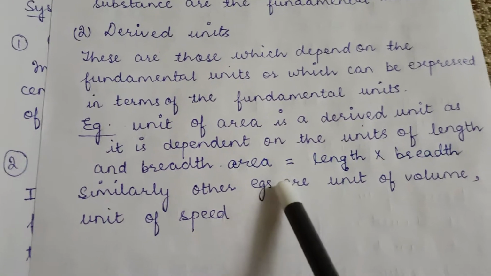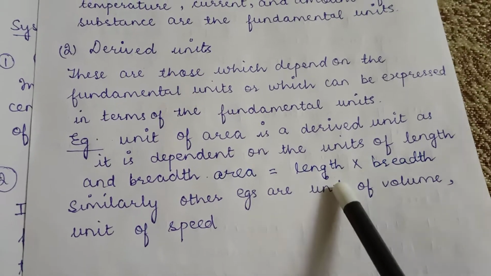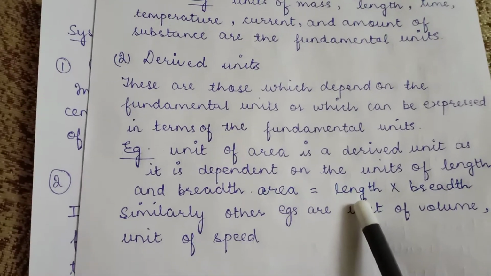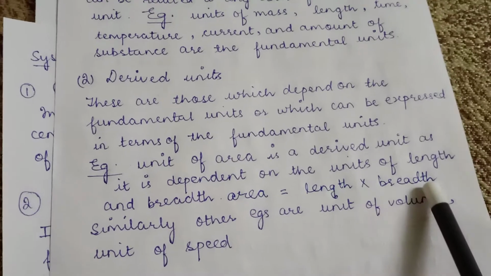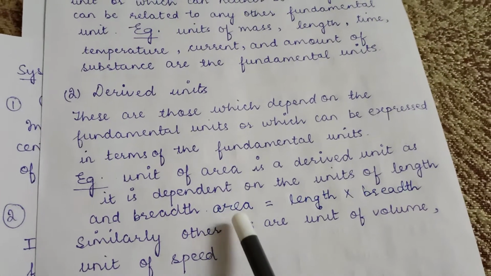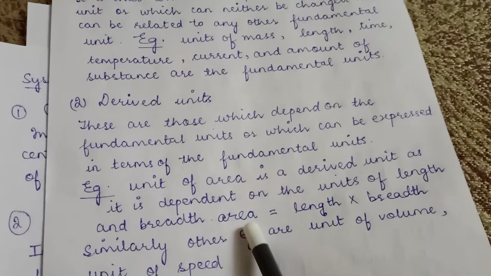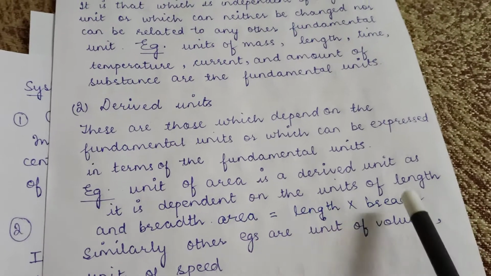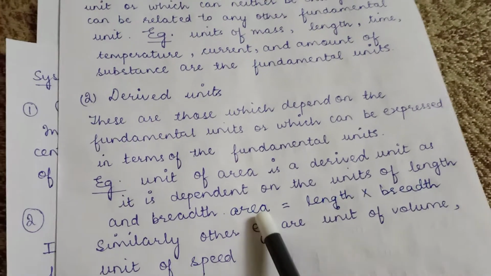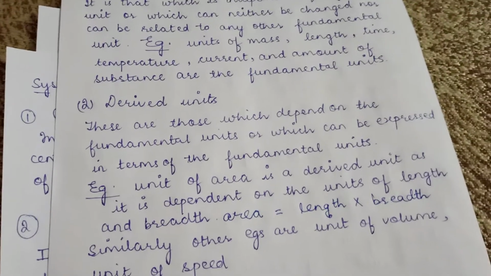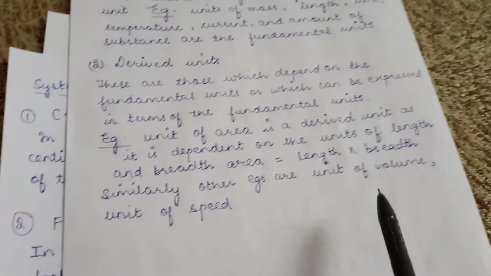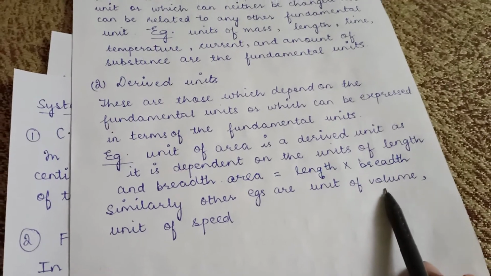Area can be expressed by the formula, by the definition, length into breadth. Now, what is the unit of length? Meter. What is the unit of breadth? It is also meter. It means the unit of area is dependent on the unit of length and breadth. Thus, the unit of area is a derived unit because it is dependent. Similarly, we can take another examples of volume and speed.